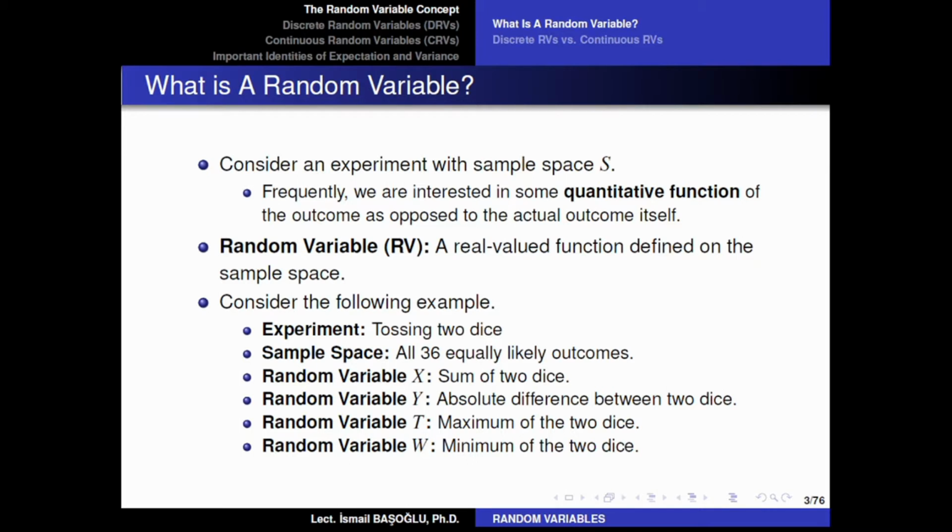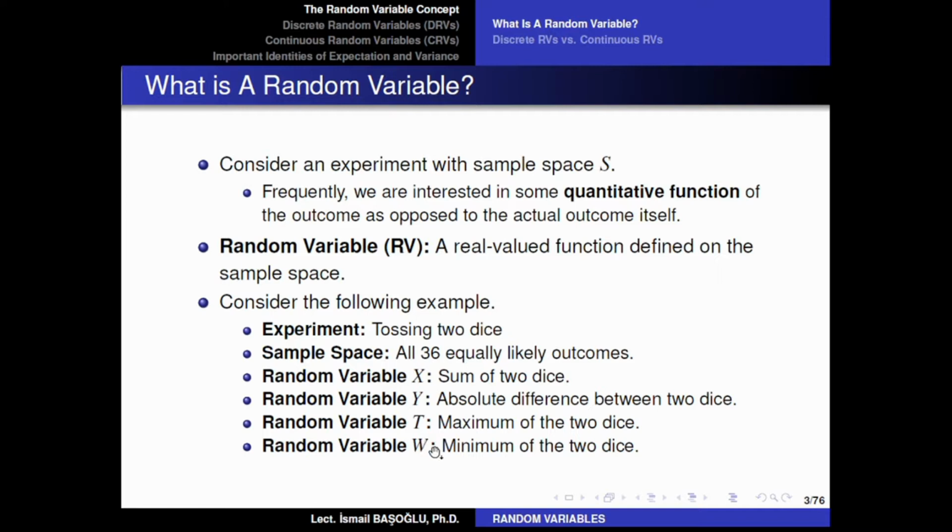However, as you can see, on the same sample space, I can define different random variables. Another random variable is T, which is the maximum of two dice. If you get, for example, (2,2), in that case, you are going to have T equals 2. The maximum of (2,2) is 2. Or if you get, for example, (4,1), the maximum of two dice is 4. You can define another random variable, W, the minimum of two dice. For example, if the outcome is (3,5), then the minimum is 3. If the outcome is (6,6), the minimum of two dice is 6.